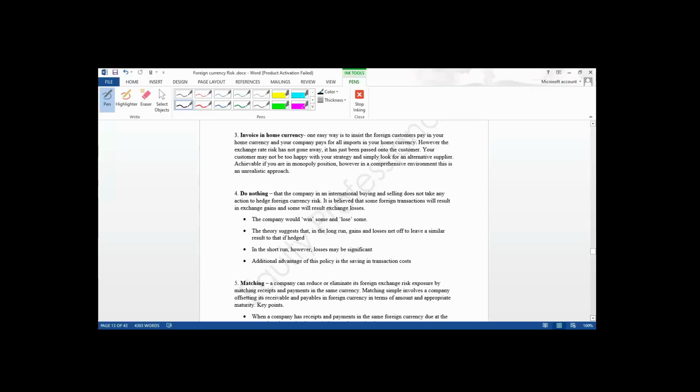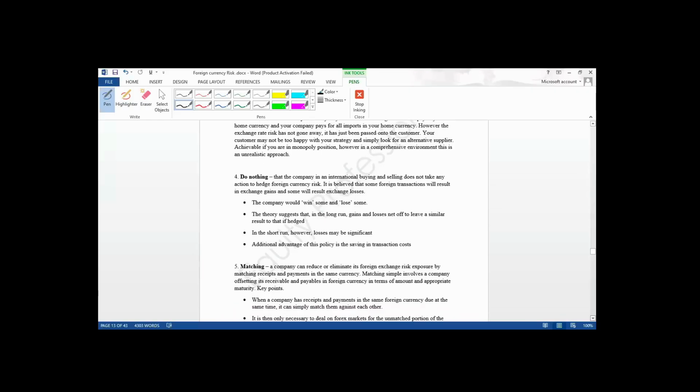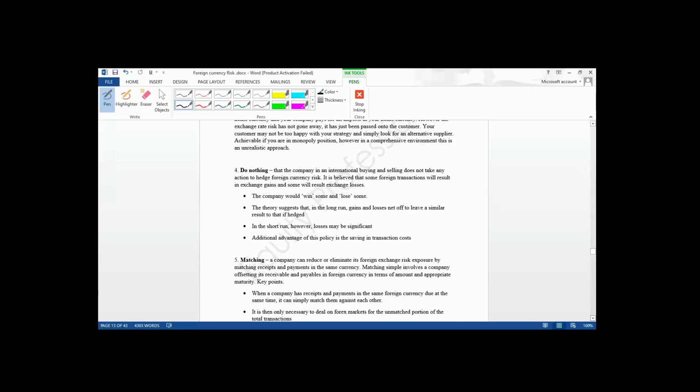Lastly, matching. A company can reduce or eliminate its foreign exchange rate exposure by matching receipts and payments in the same currency.